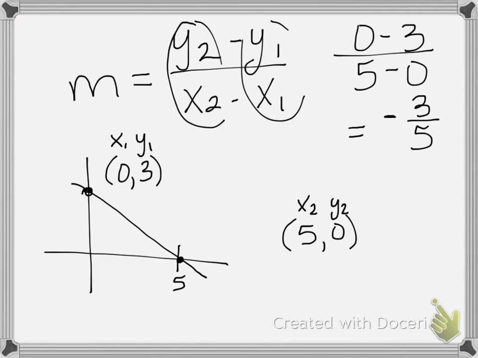And that makes sense because my line is going down as it moves left to right. So I know that the slope should, in fact, be negative. So that's how I would find the slope when given 2 points.